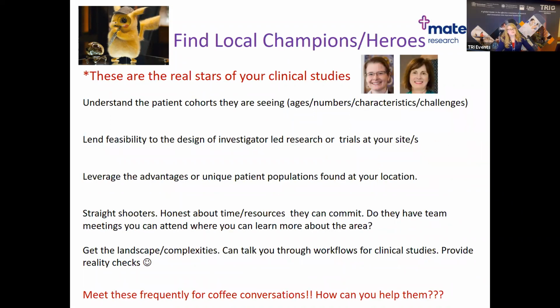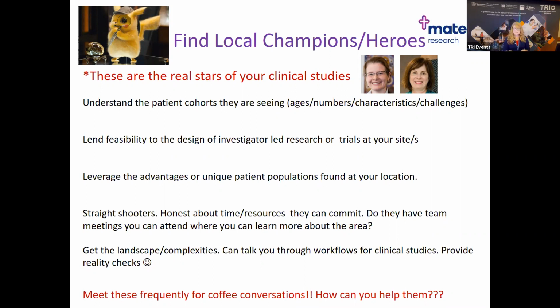The second most important point is find local champions and heroes, because these are the people who are, as Sandro said, there are different levels of clinicians. So these are the people who are the real stars of your clinical trials. They will help you understand what the clinic looks like. What does the workflow look like? If you want to collect this sample, how on earth are you going to be able to do that? Is there a population which fits the type of population that you need to look for?